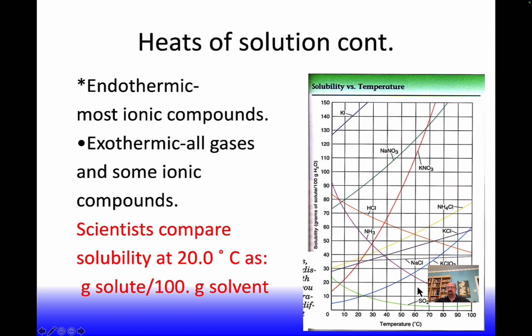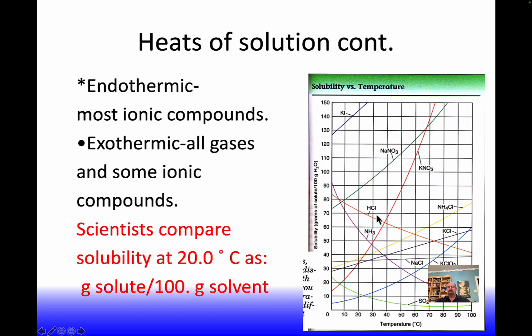So for instance, if it's 60 degrees, and we're looking at sodium nitrate, you get up to about 124 grams. That is the most you can dissolve. It's a saturated solution. Take a look at all the lines that go up. If you look carefully, you will see they are all ionic compounds.